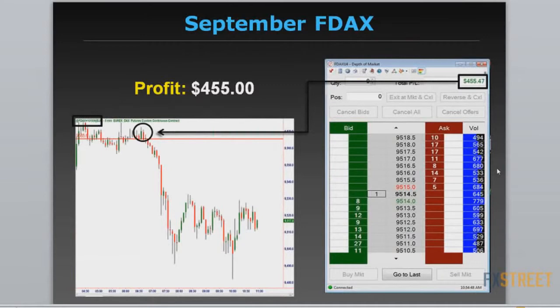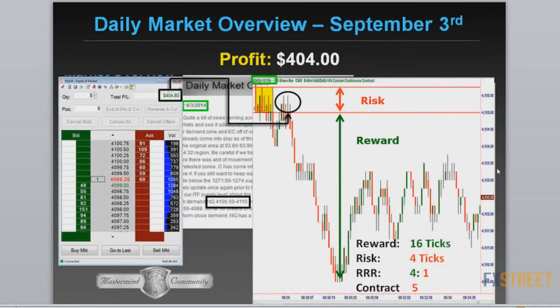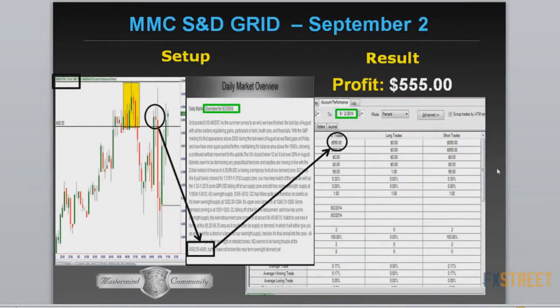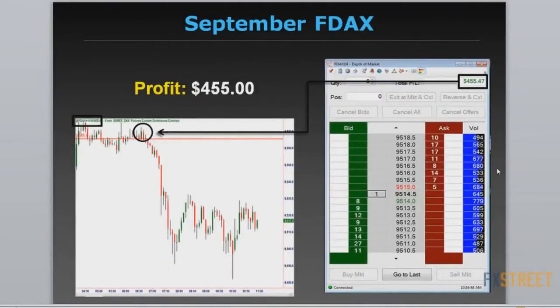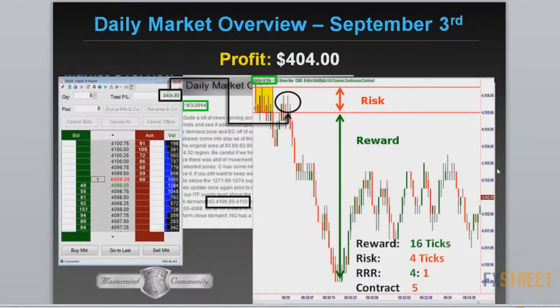Here's another one, but let's go to this one. I think this one's a little clearer. So I'm just going day by day. These are all just income trades that we take. Here's the second. That one was, I believe, that same day. Here's the third. Just short-term income trades.